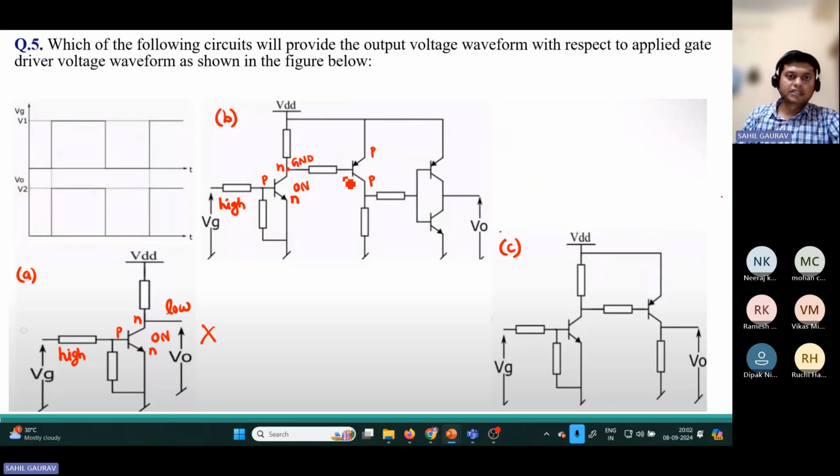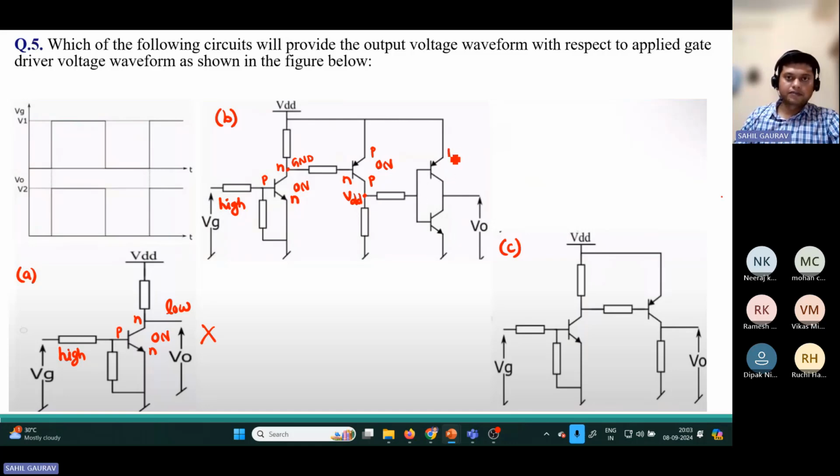This is a PNP transistor. So this is ground. So again it will turn down, because this is a PNP transistor. If it gets turned down, this point will come as VDD. So this will be VDD. So here this VDD comes.